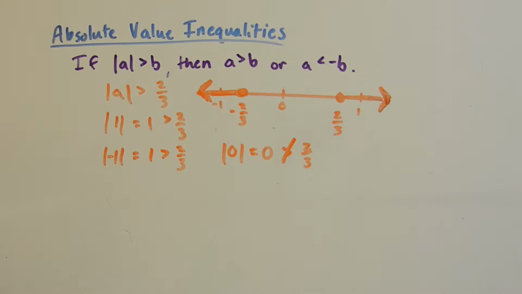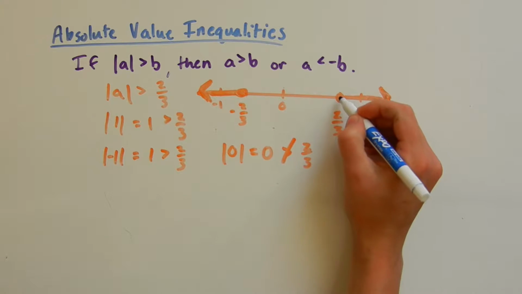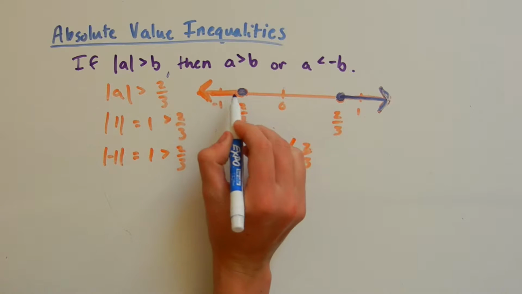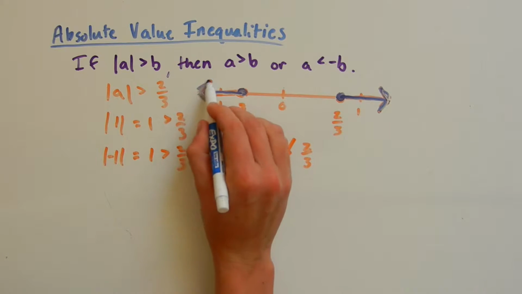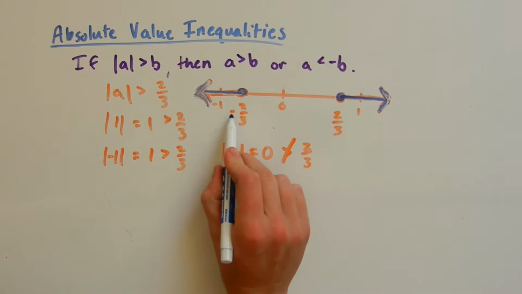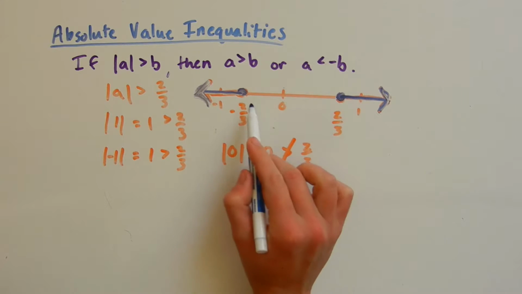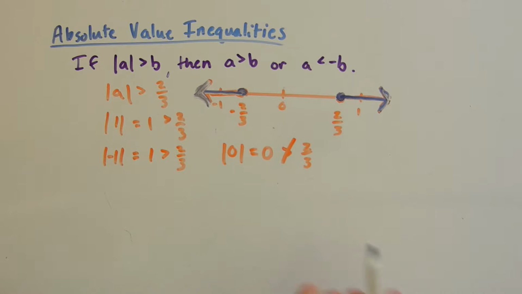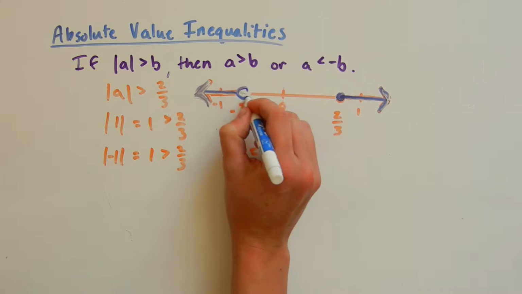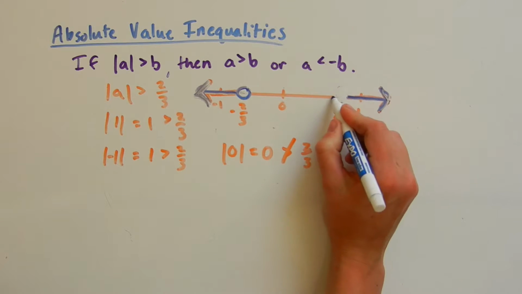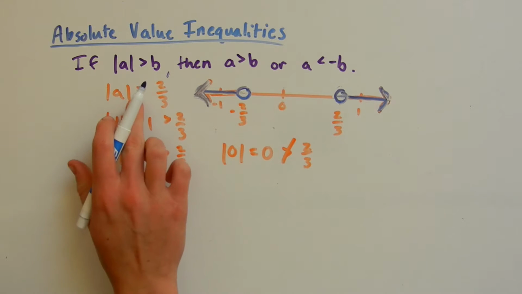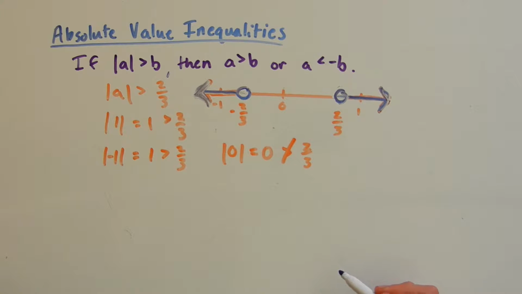So you can see, let me go ahead and change up the color, that we shaded in everything to the right of positive 2/3 and everything to the left of negative 2/3, and this middle region from negative 2/3 to positive 2/3 is not shaded in. And I realized actually that this is a greater than sign, so really we should be drawing an open circle around the 2/3 because the 2/3 is not included. If it was a greater than or equal to sign, we could shade in that 2/3.